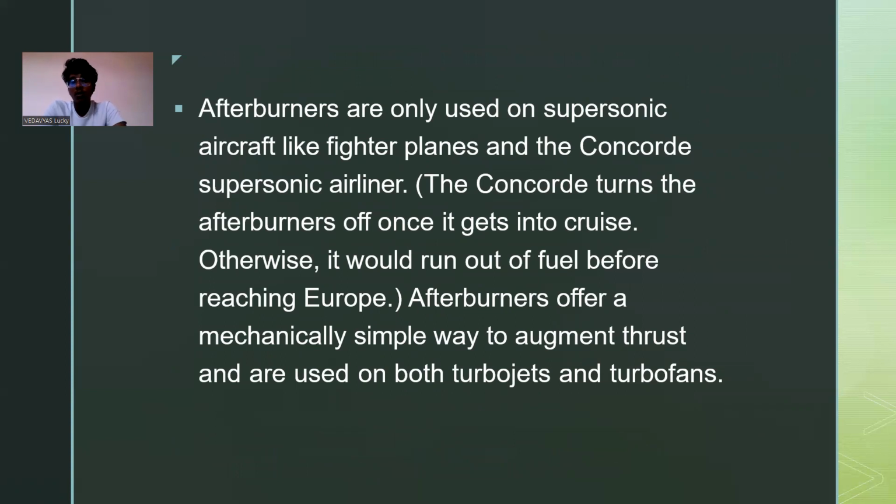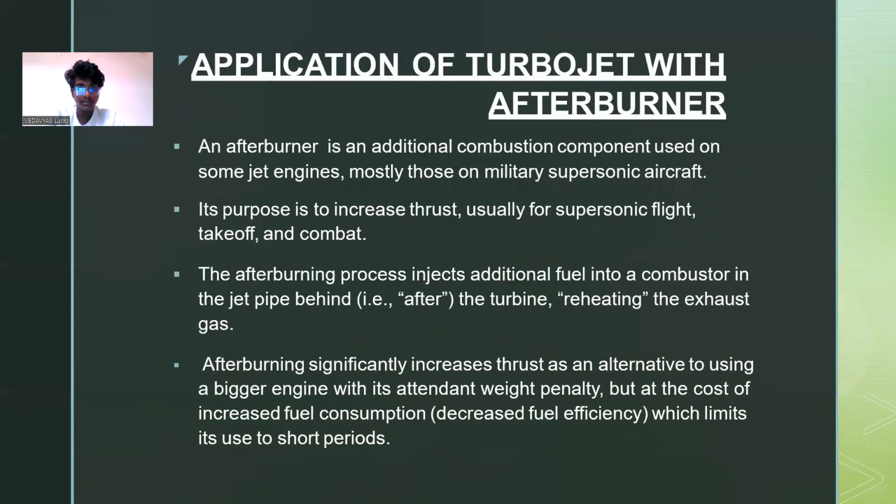Afterburners are only used on supersonic aircraft like fighter planes and the Concorde supersonic airliner. The Concorde turns the afterburners off once it gets into cruise. Otherwise, it would run out of fuel before reaching Europe. Afterburners offer a mechanically simple way to augment thrust and are used on both turbojets and turbofans.